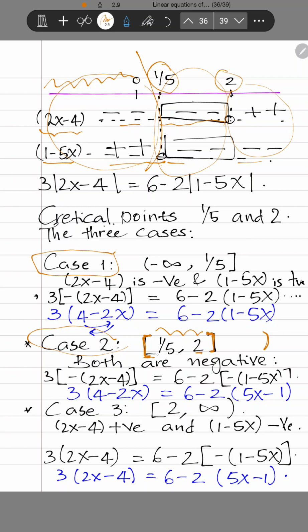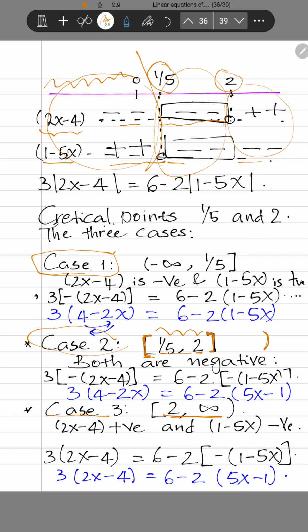Now let's include 1/5 and 2 in our cases here. The third case is from 2 all the way to positive infinity. So what are the characters of the expressions in these cases or regions? And then based on that, we put the equation within the region. When we get a solution set within that region or case, we need to check it back again if it is a member of that region or domain. If it's not a member of that region or domain, we will not accept it. That is the next thing which we are going to do.